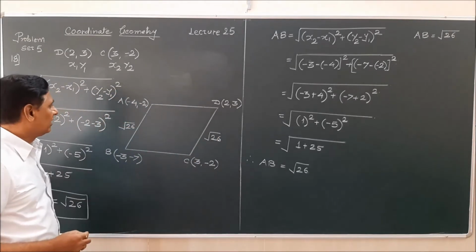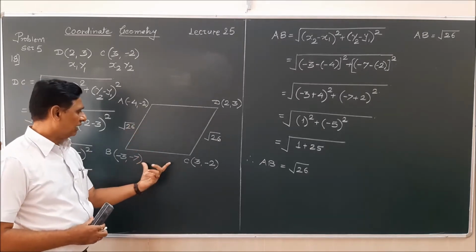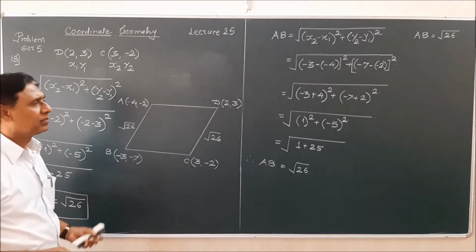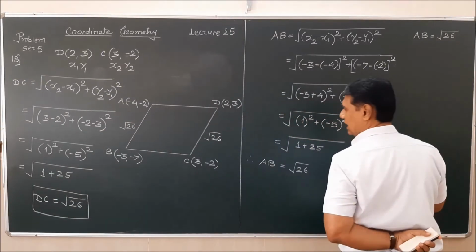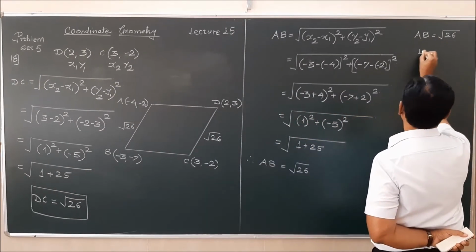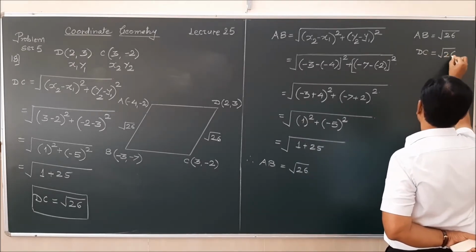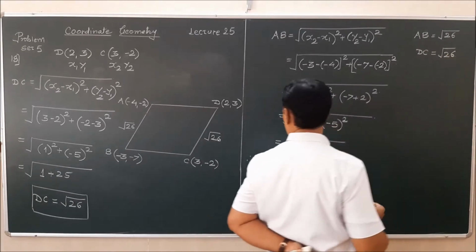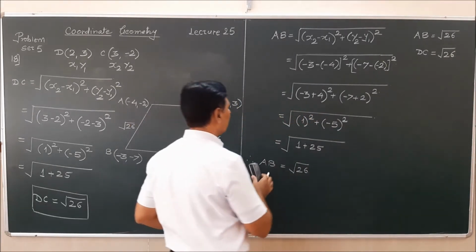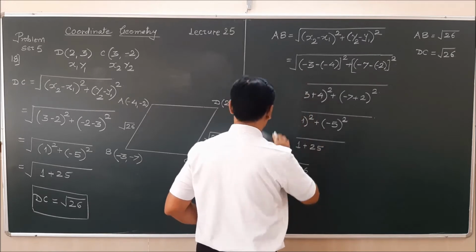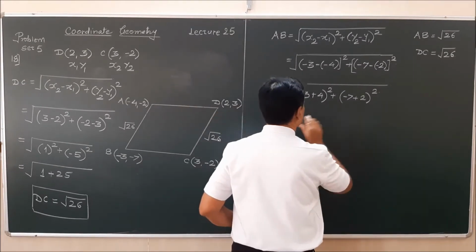Now I am going to find the length of AD and the length of BC. So I'll write over here that BC is also equal to root 26. After finding AB and DC, now I am going to find AD and BC. So let's see here.